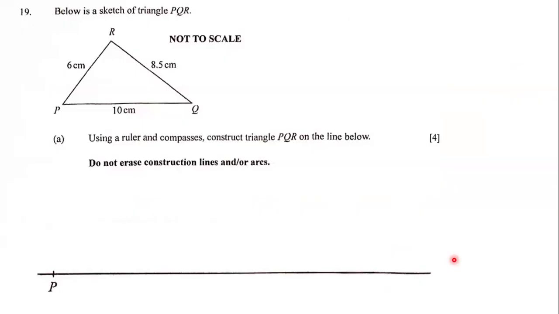Okay, here we have a construction question. It says, below is a sketch of triangle PQR. So we have triangle PQR where PQ is equal to 10 centimeters, PR is 6 centimeters, and RQ is 8.5 centimeters. It says using a ruler and compasses, construct triangle PQR on the line below. Do not erase construction lines and or arcs.